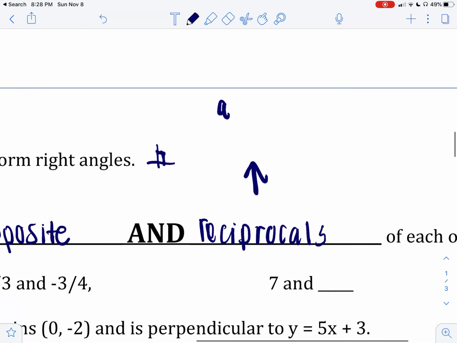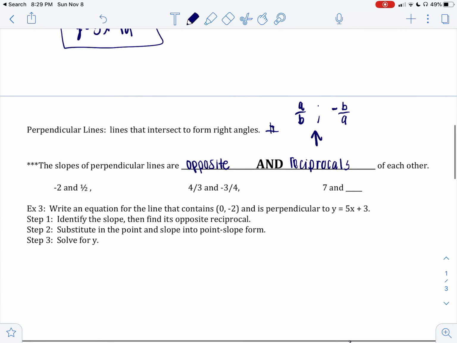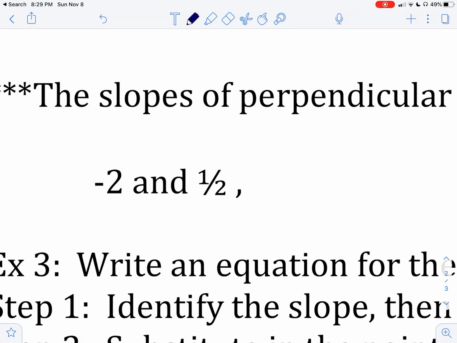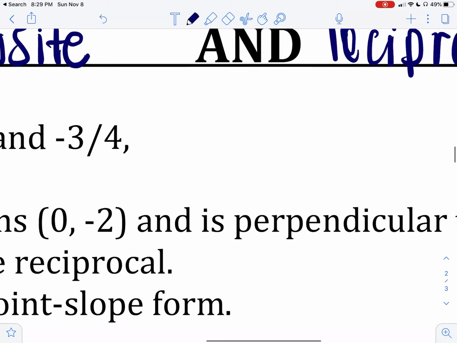If we had a over b, and we wanted the opposite and reciprocal, the next one would have to be negative, and then we would have b over a. So these are opposite reciprocals. Some examples: -2 we can write as -2 over 1. The opposite of negative is positive, and for the reciprocal, we would have 1 over 2. Another example: 4 over 3 and -3 over 4. The first one's positive, the second one's negative, and then we switch the numerator and the denominator.